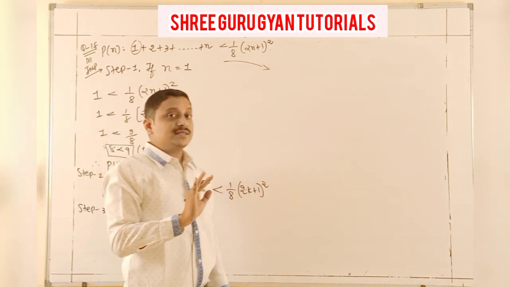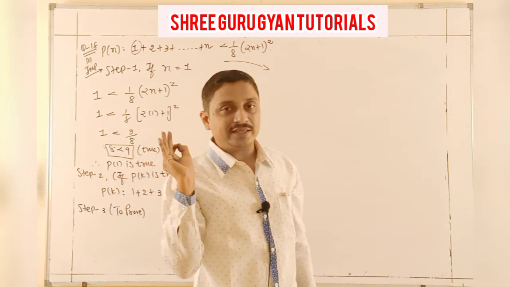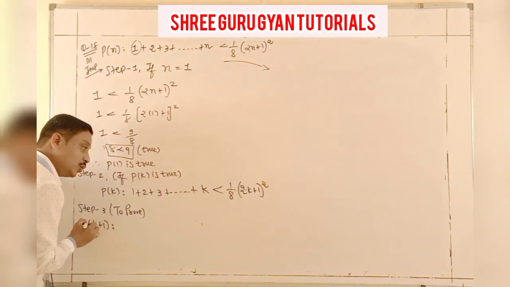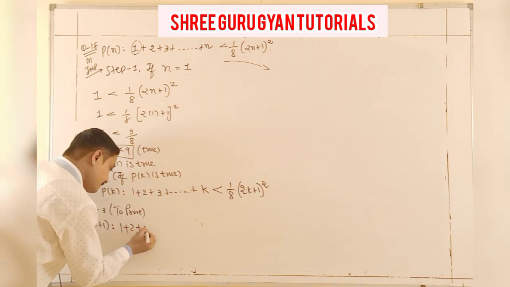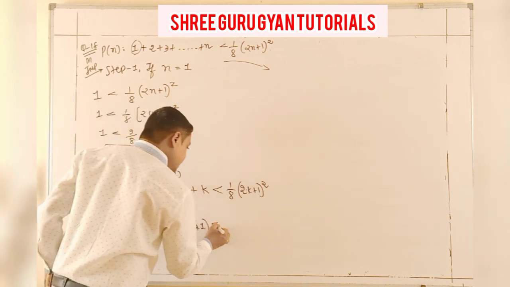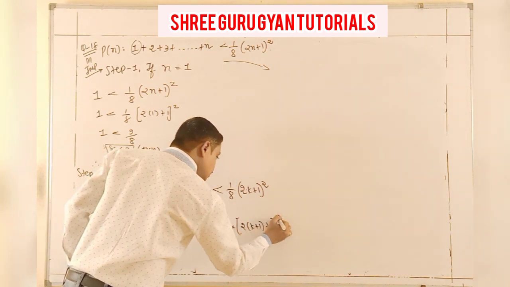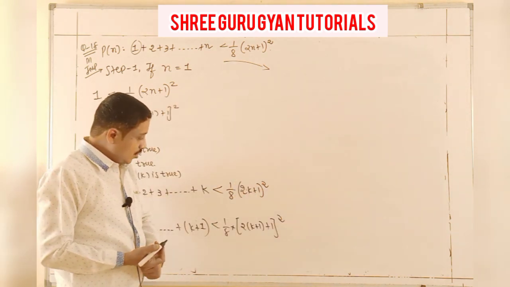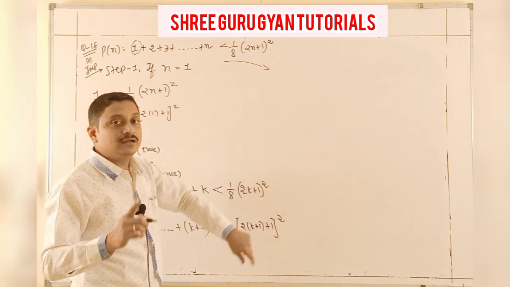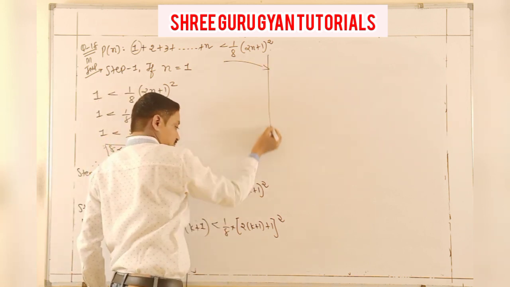Students, the method is the same: step 3, similarly to step 2 and step 1. What is step 3? To prove P of k plus 1. So I just show here that 1 plus 2 plus 3 plus up to k plus 1 is less than 1 by 8 times 2 times k plus 1 whole square. You know, it is proving 2k plus 2 plus 1, indirectly 2k plus 3 whole square, and that's my proving. Now I start our solution.